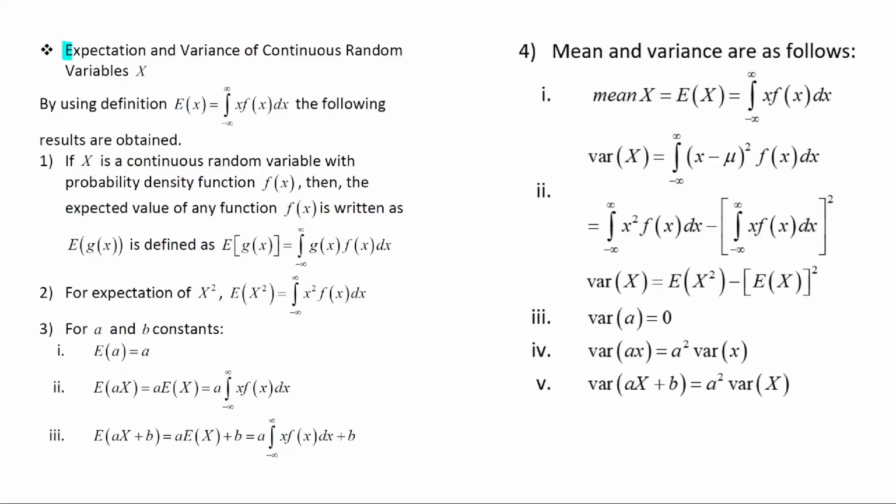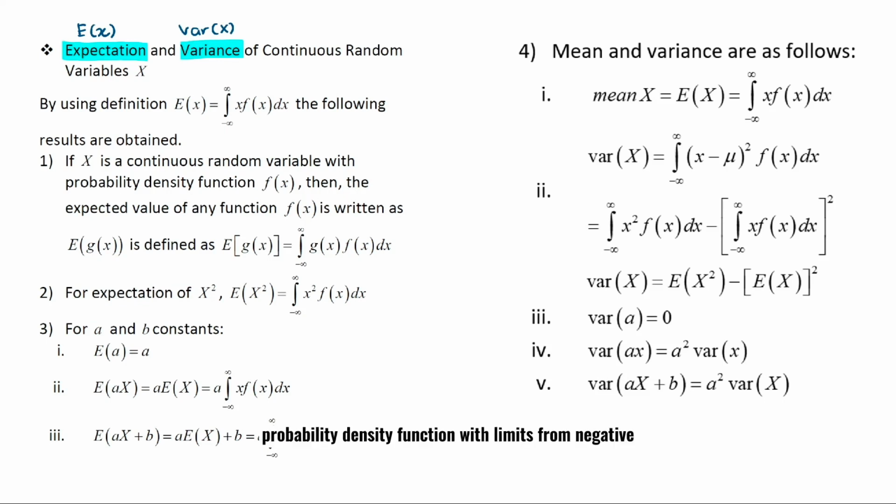In this video, we're going to look at the expectation denoted by capital E of x, and variance denoted by var x. Expectation of x can be defined as the integral of x times probability density function with limits from negative infinity to positive infinity.